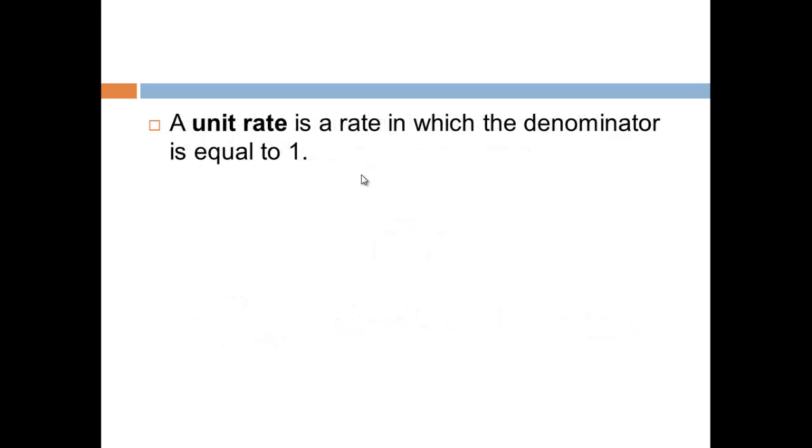Moving on. Our next definition is unit rate. A unit rate is a rate in which the denominator is equal to 1, and we just saw that. When we talk about pay, $7.50 per hour, that is a unit rate because at the bottom the denominator is equal to 1.